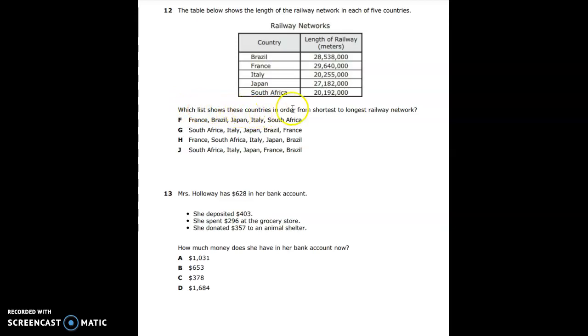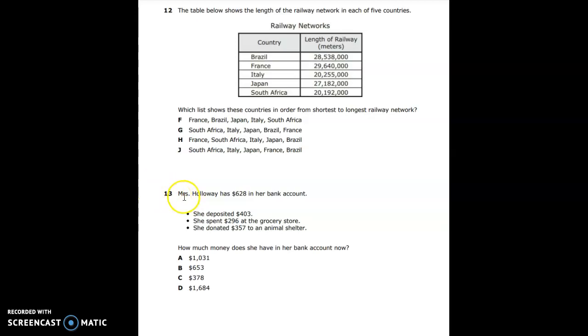Which list shows these countries in order from shortest to longest railway network? F. France, Brazil, Japan, Italy, South Africa. G. South Africa, Italy, Japan, Brazil, France. H. France, South Africa, Italy, Japan, Brazil. J. South Africa, Italy, Japan, France, Brazil.